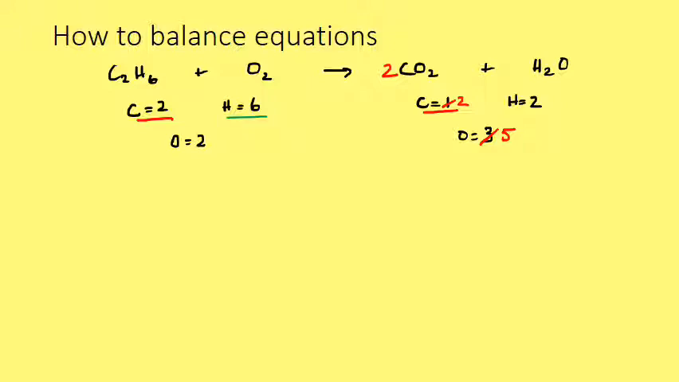And next, let's have a look at hydrogen. We have 6 on the reactant side, 2 on the product side. What you could do to make the hydrogens balance is put a 3 in front of the water molecule. In which case you would be changing this 2 into a 6, which now balances, but also we've added an extra couple of oxygens, right? So you would have to change that 5 into a 7.